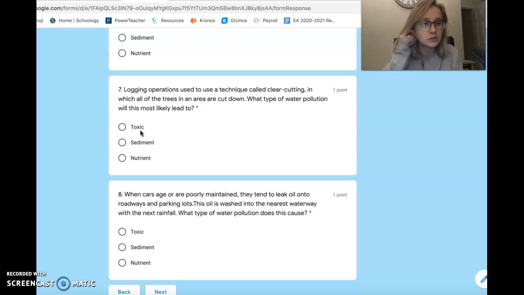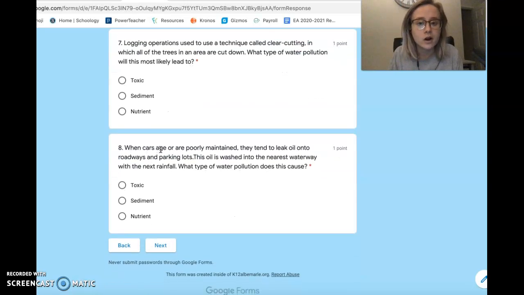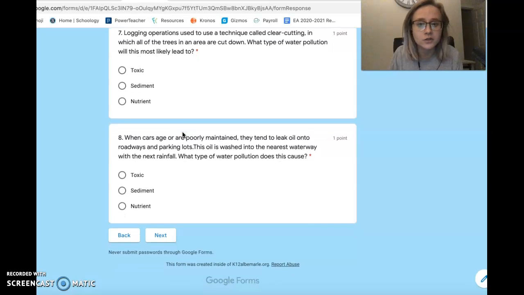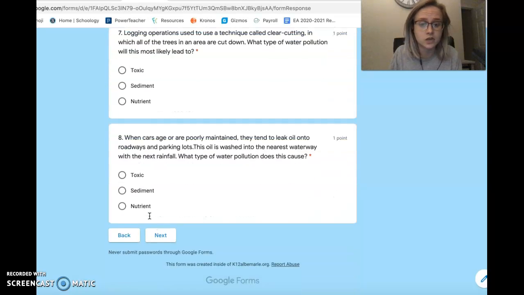Toxic, sediment, or nutrient? Question number 8. When cars are aged or are poorly maintained, they tend to leak oil onto roadways and parking lots. This oil is washed into the nearest waterway with the next rainfall. What type of pollution does this cause? Toxic, sediment, or nutrient? For these 3 questions, each of the types of pollution is only going to be used once, so go back and check your work.